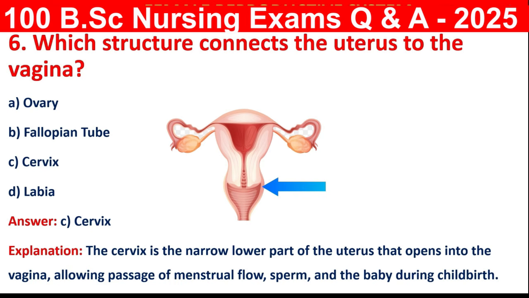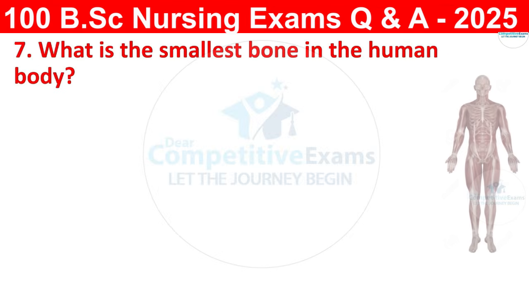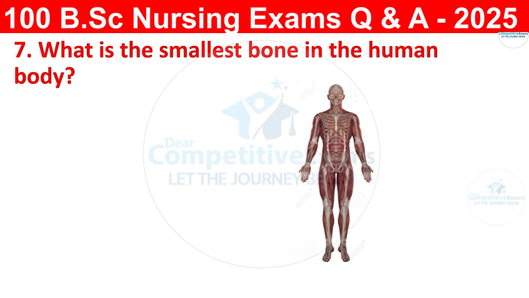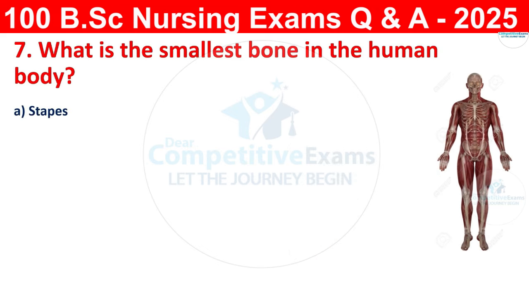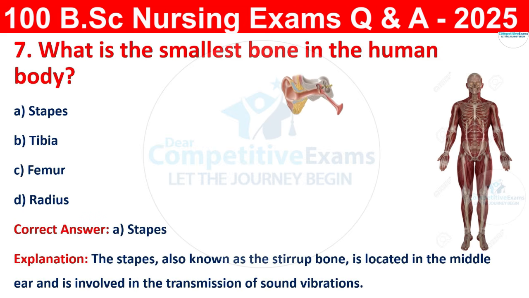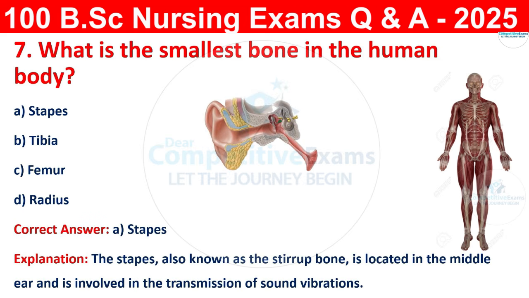Question number 7. What is the smallest bone in the human body? Your options are stapes, tibia, femur, or radius. The correct answer is A, that is stapes. The stapes, also known as the stirrup, is located in the middle ear and it is involved in the transmission of sound vibrations.